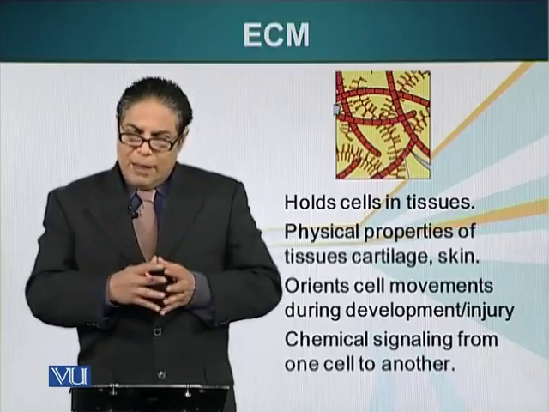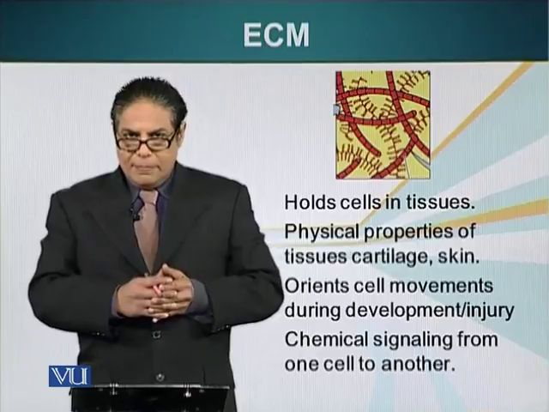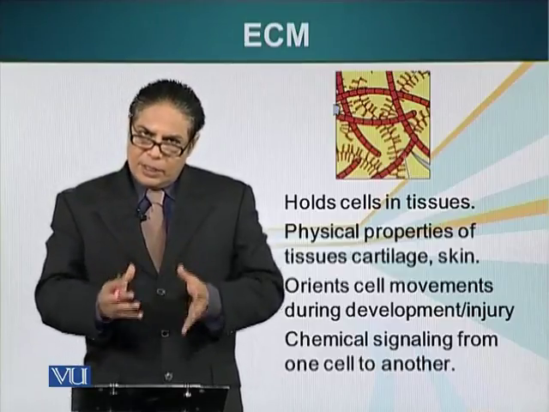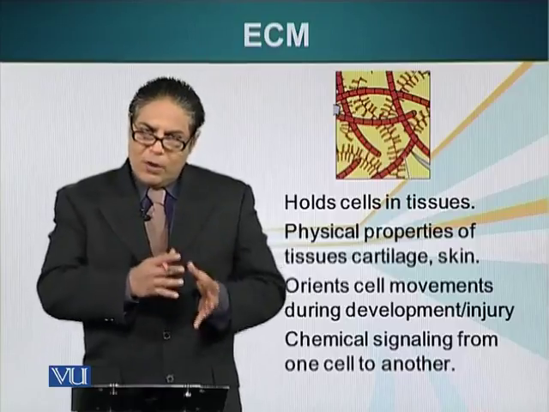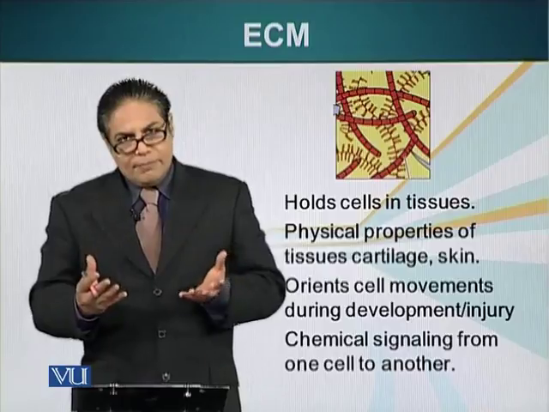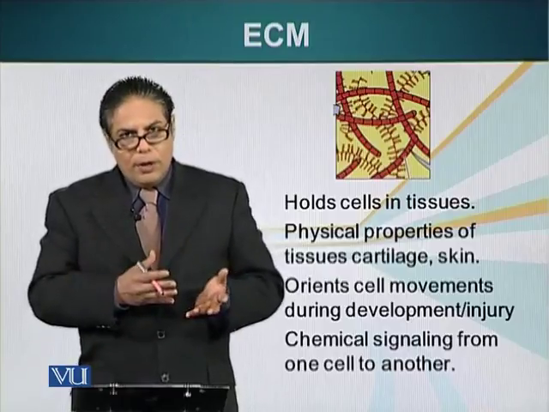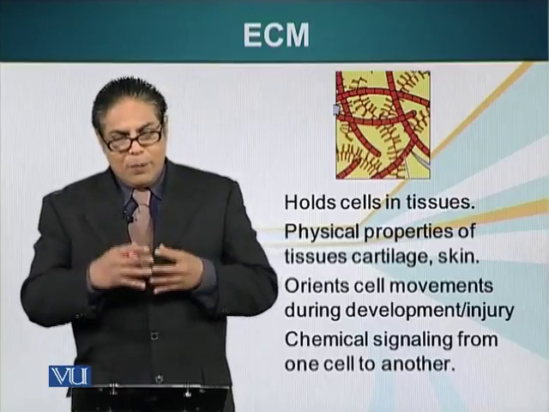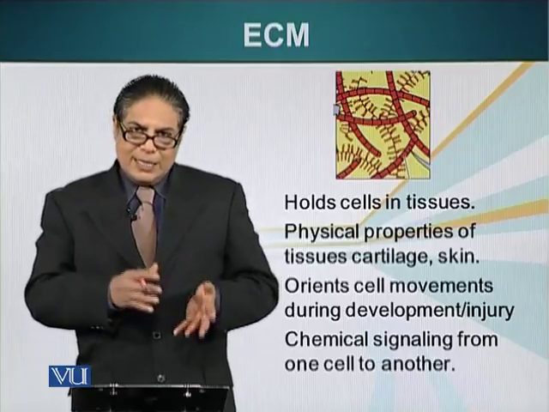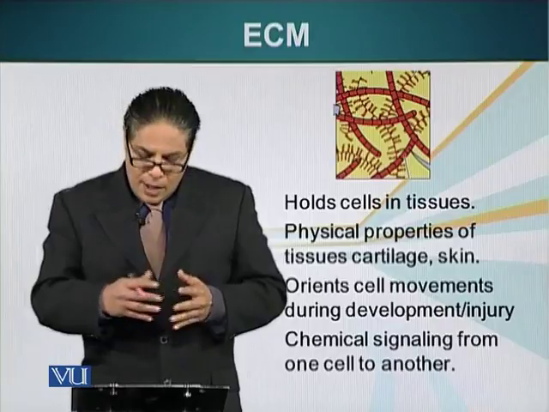Bone is another example of extracellular material. Some tissues have a lot of extracellular material. Other tissues have relatively little or no ECM. For example, brain has very little ECM. Bone, on the other hand, is primarily made of extracellular material. In this case, it's calcium phosphate.